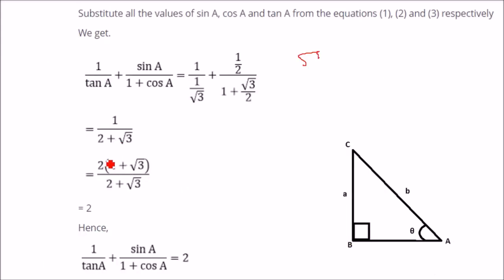This is how you have to take, when you solve this, as I told you, you have to just take 2 common so that this gets cancelled. That is why 2 is the answer.